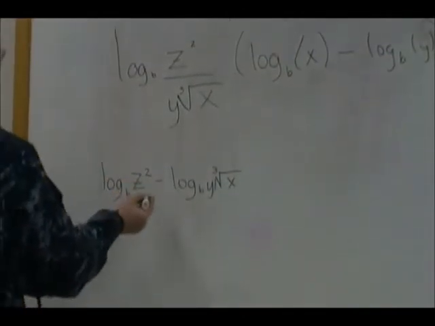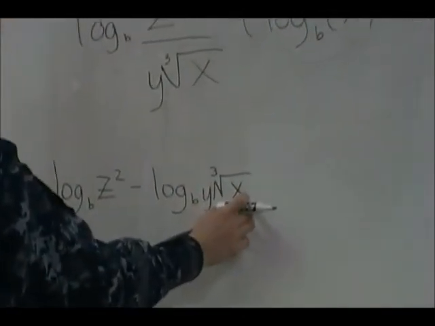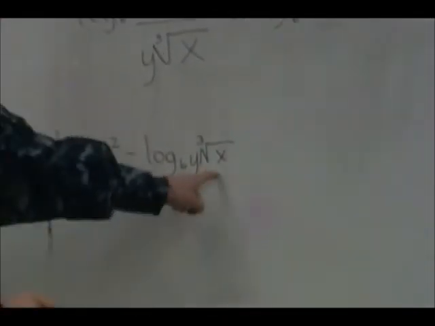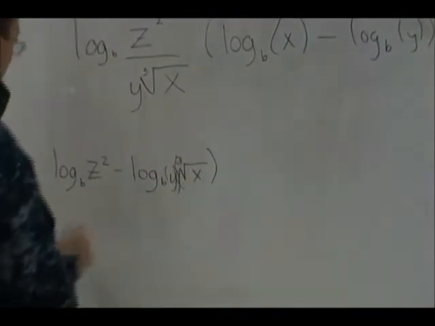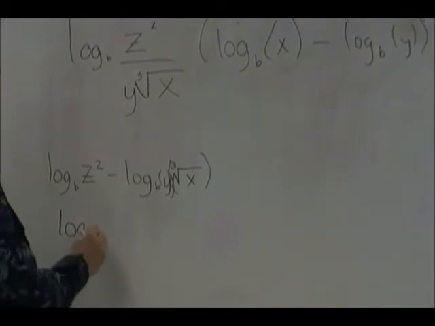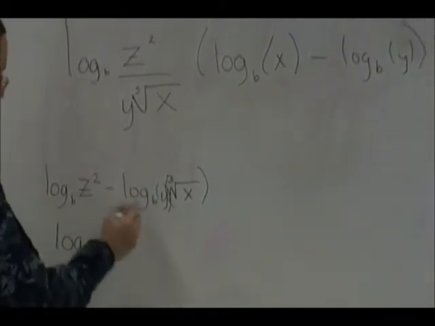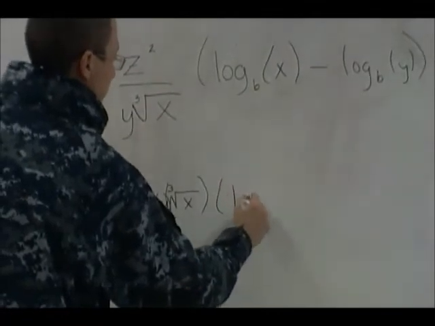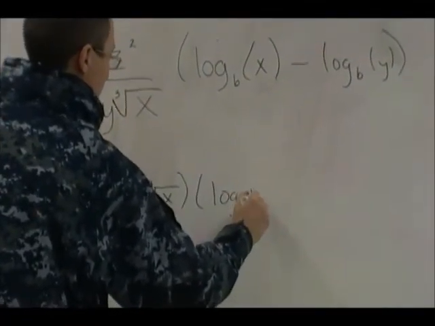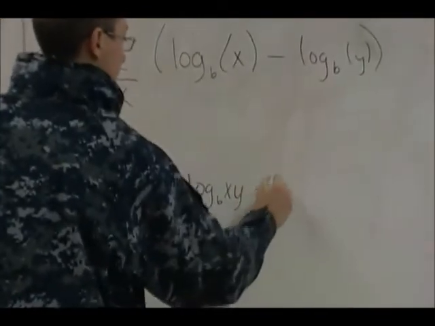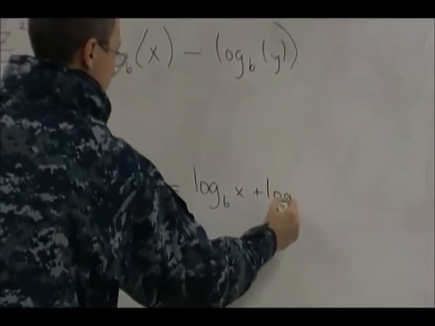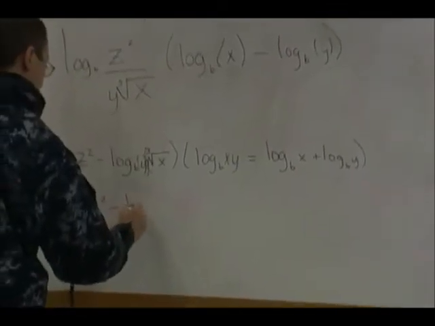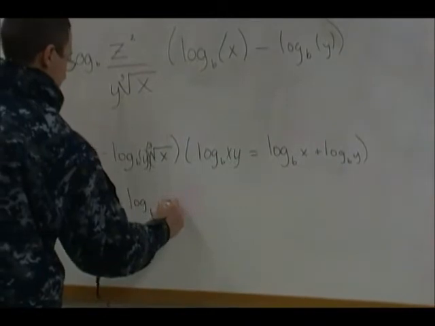Now from here, we can move these two parts separately, because y times the cube root of x is two separate logarithms. And we will show that by this property, which looks like this.